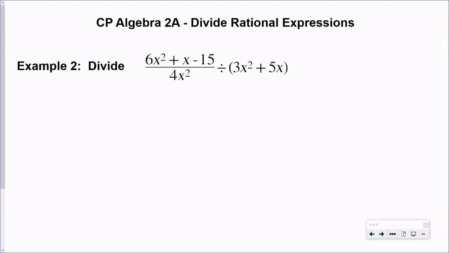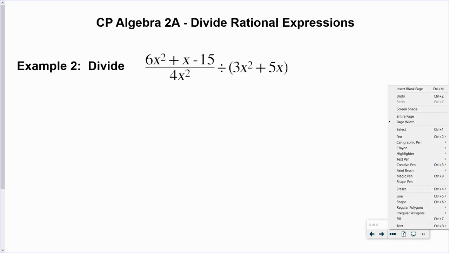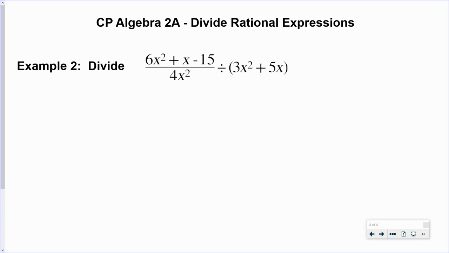Okay, so we're back with example 2 of dividing rational expressions. This time we are asked to divide 6x squared plus x minus 15 over 4x squared by 3x squared plus 5x. I'm going to approach this problem pretty much the same way that we approached example number 1. In this case, what I'm going to do first, though, is write 3x squared plus 5x over 1.